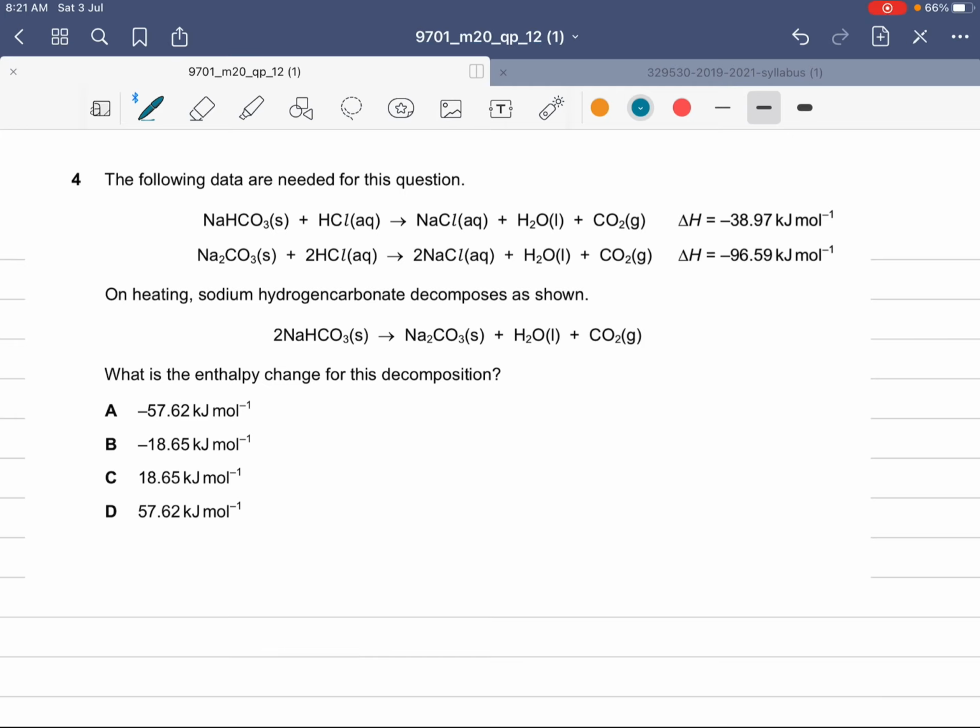This question is from 9701 March 2020, and this is related to enthalpy changes. Right now, I have many of you asking questions from enthalpy changes, and most of you have problems with the cycles and questions from P1. So that's why now I'm doing some questions from P1, and hopefully you all will get the idea of how to solve these types of questions, right? So let's just look at this question.